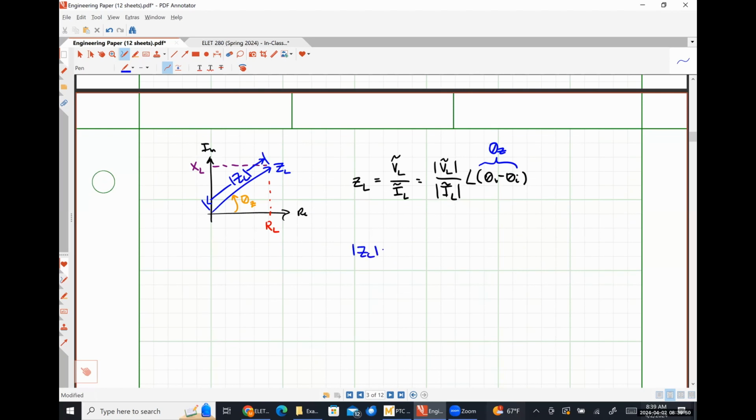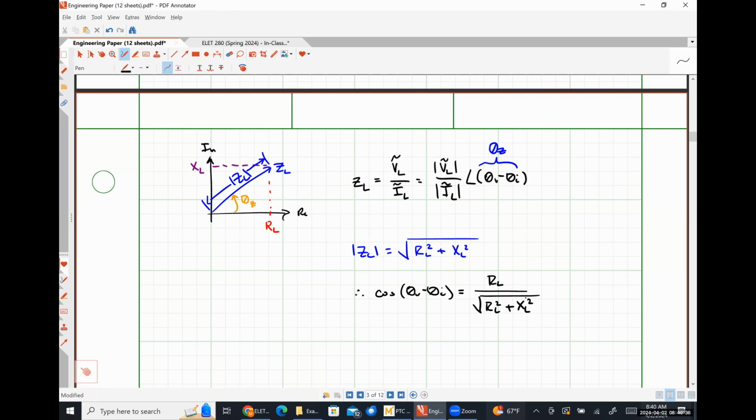So the magnitude of ZL is just going to be the square root of RL squared plus XL squared. What part's the adjacent? The real part, so just RL. So cosine of theta V minus theta I is just RL divided by the square root of RL squared plus XL squared. Just using good old high school trig.